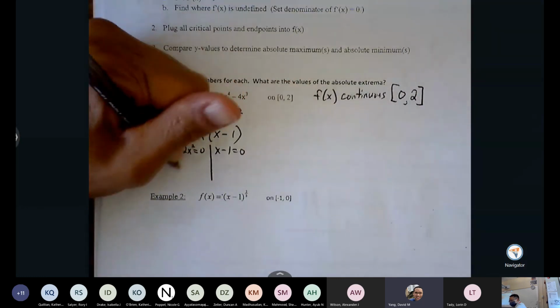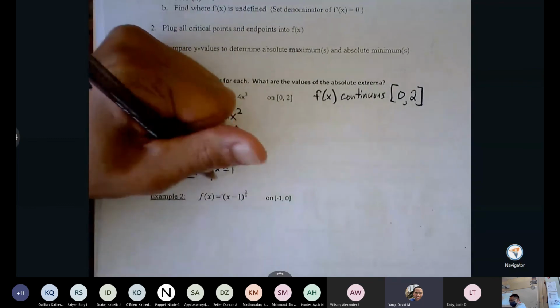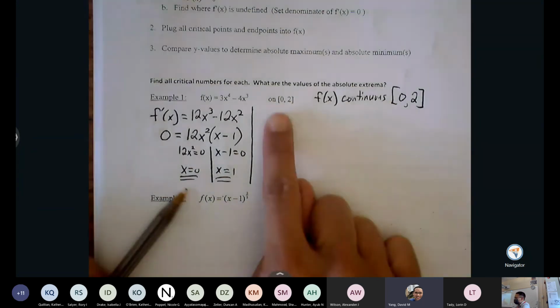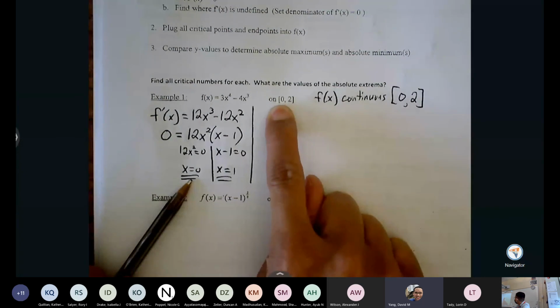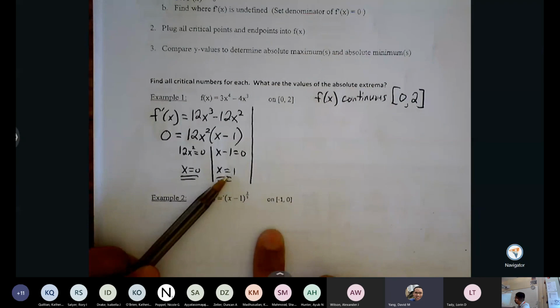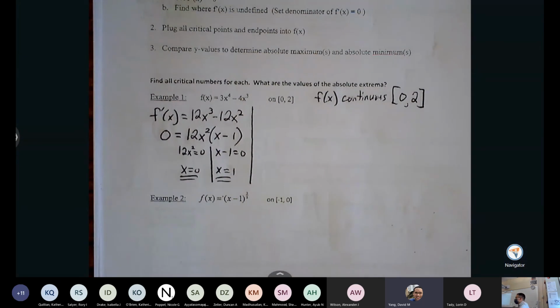Divide by 12, take the square root, add 1 to both sides. Okay, we have a duplicate, so we only have to test 0 once, right? So we'll test critical point 1. So we'll test 1, and we'll test 0, and we'll test 2. And between those 3 values, whatever is the highest is the absolute max. Whatever is lowest is the absolute min.